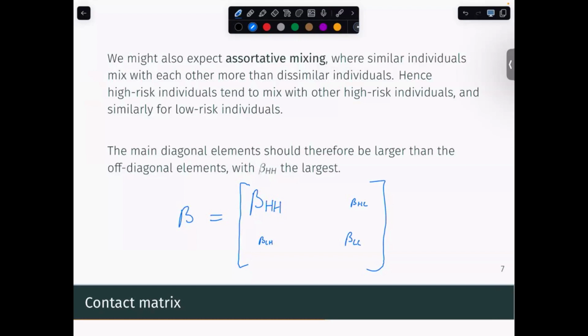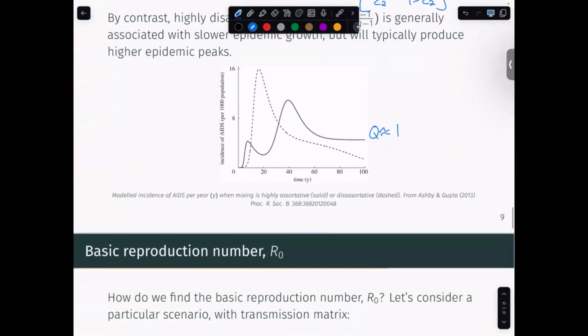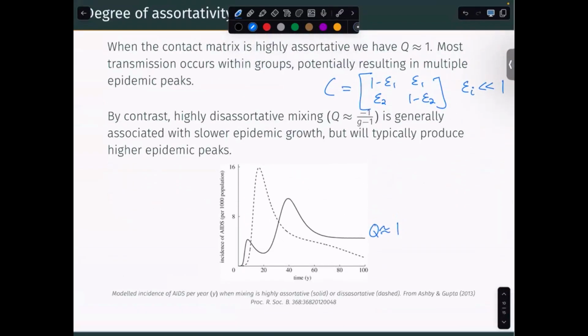If you had many different classes, you would actually see this moving its way through these different classes. So that's what you tend to see with assortative mixing, at least if it's highly assortative, that you can see these multi-peak epidemics as it makes its way through these different risk classes.